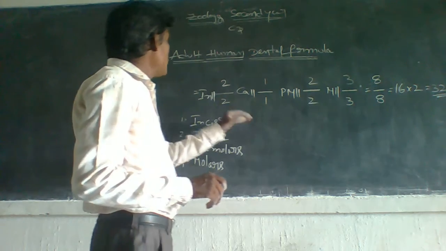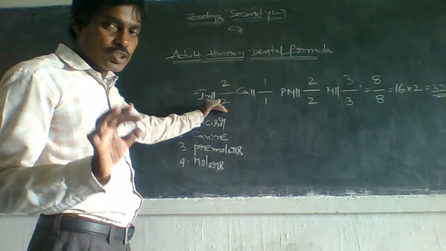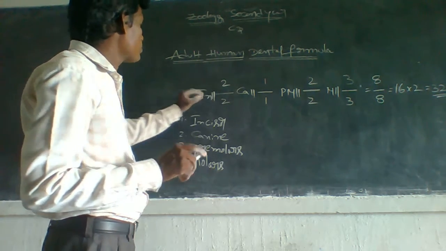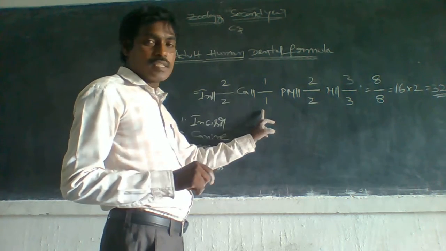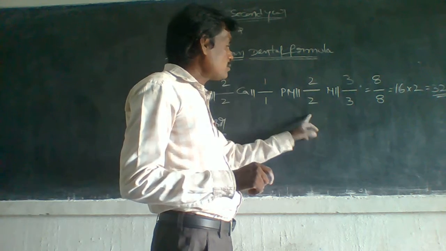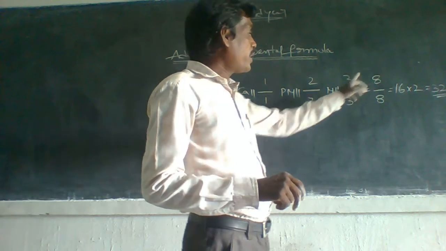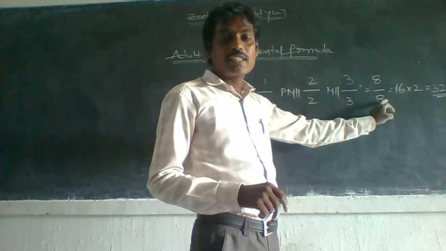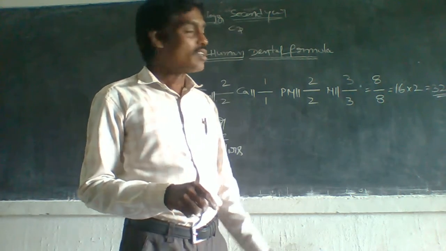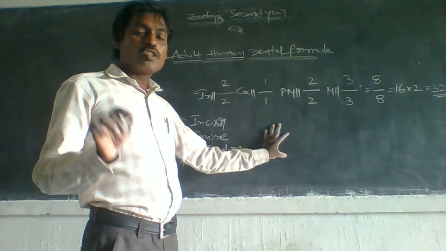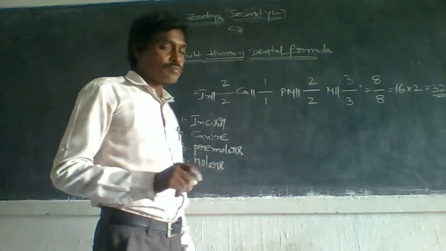So this is the adult human dental formula: 2 by 2 incisors, 1 by 1 canines, 2 by 2 premolars, 3 by 3 molars. Total 8 by 8 equals 16 into 2 equals 32. So this is the adult human dental formula. Okay. Next one.